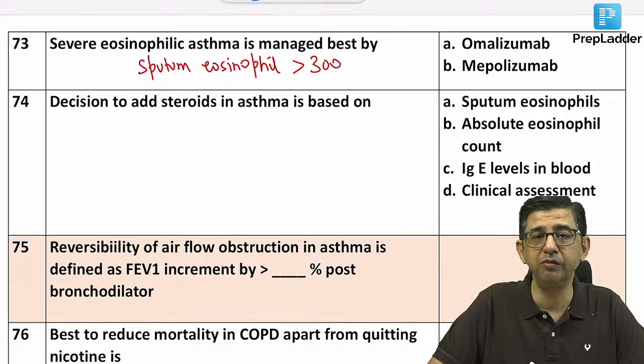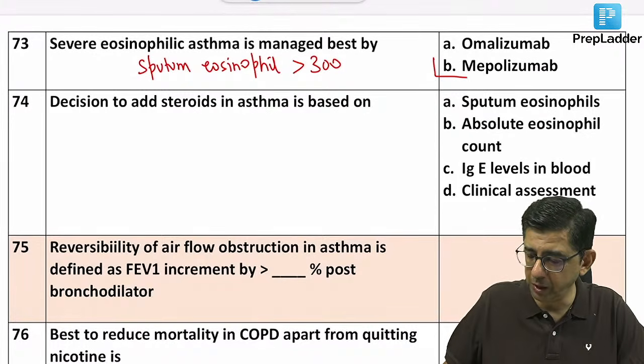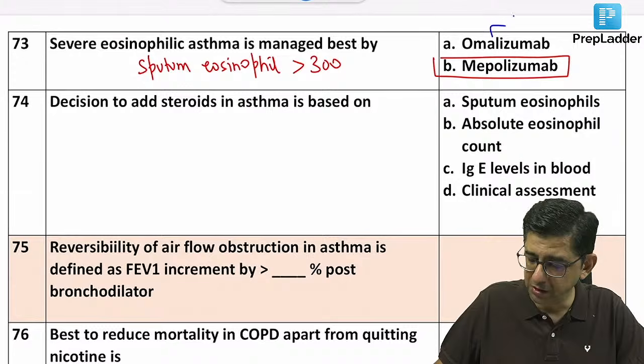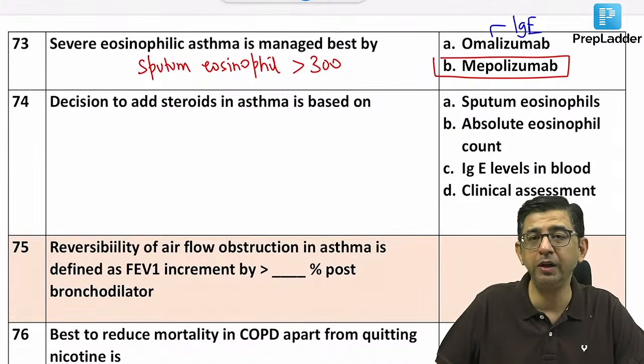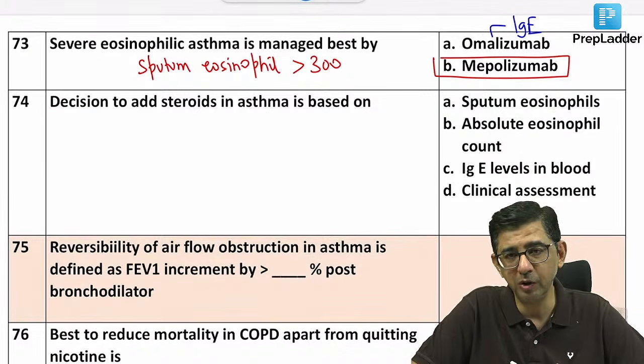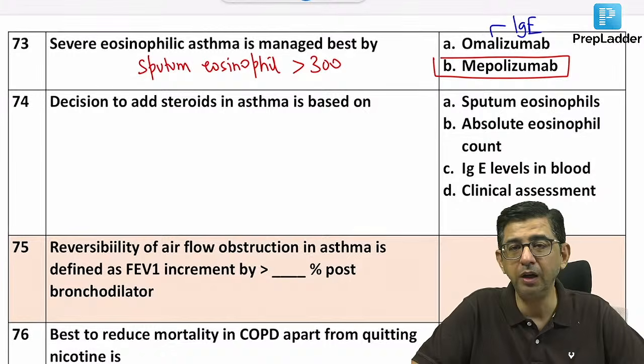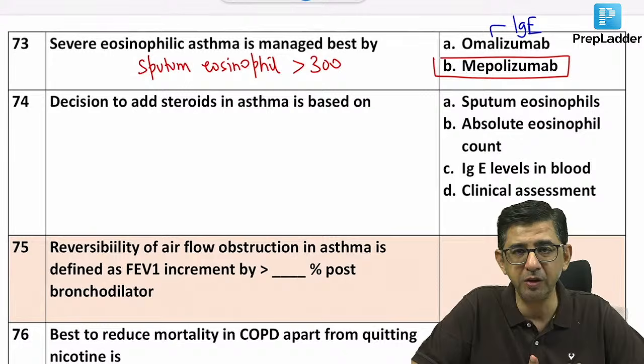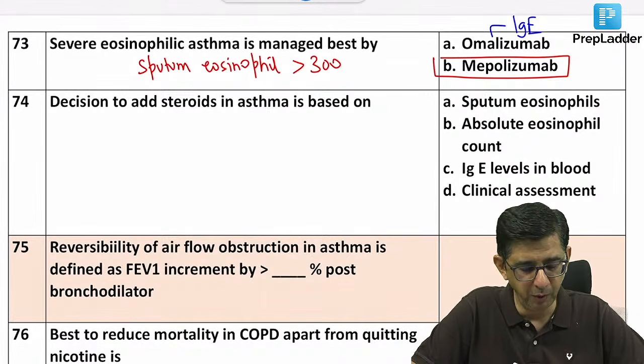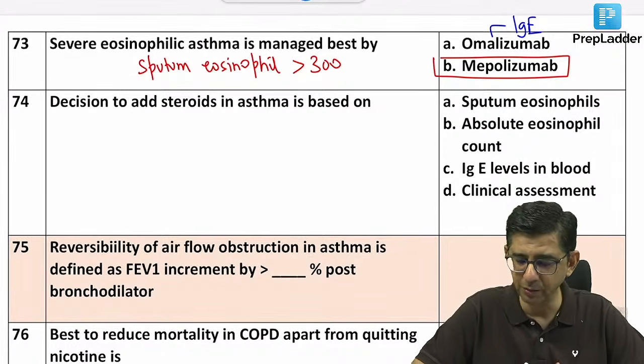Yes, the correct answer for eosinophilic asthma would be mepolizumab and not omalizumab. If I said omalizumab, then omalizumab would be answered. If I mentioned immunoglobulin E, no. If my question said that this person is having elevated immunoglobulin E levels, then it is omalizumab. If it mentions eosinophilic asthma, that is type 2 asthma basically, then it is mepolizumab that would be answered. So that's the main concept, guys.